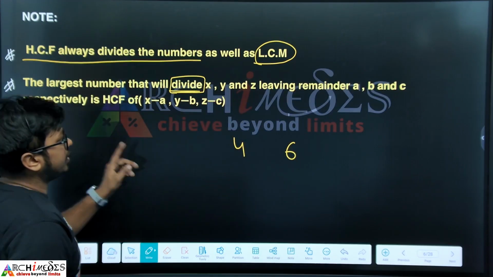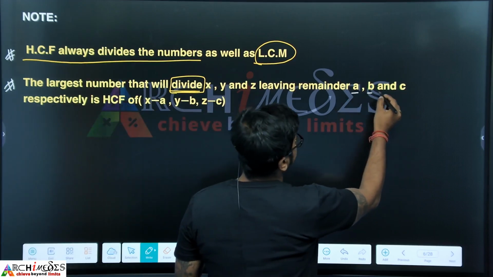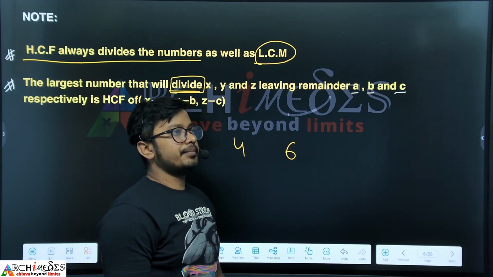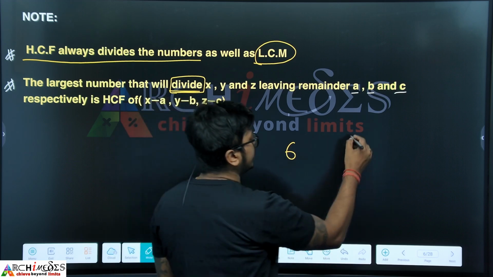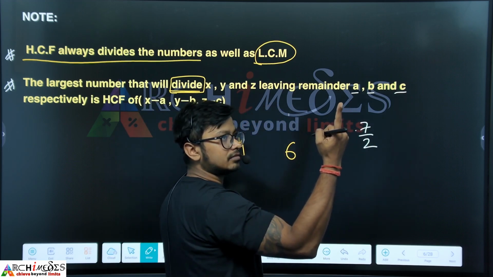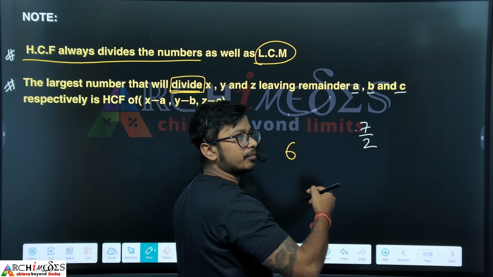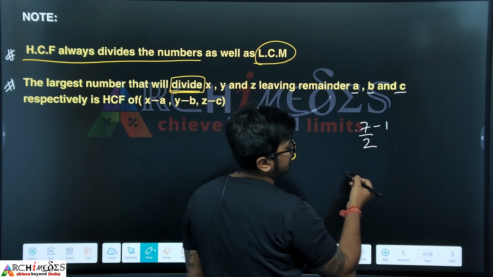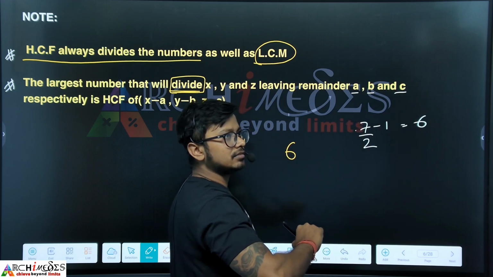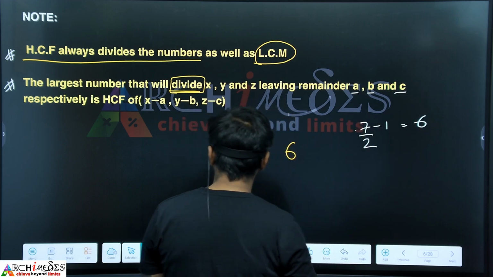Am I clear? But here, leaving the remainders a, b and c. So the remainder is an extra thing. Remainder is actually what? An extra thing. For example, 7 divided by 2. What is the remainder? 1. 2, 3, 6. Remainder is 1. But if I delete that remainder, that is a 6. Isn't it now perfectly divisible? So that's why a remainder is actually the extra thing.